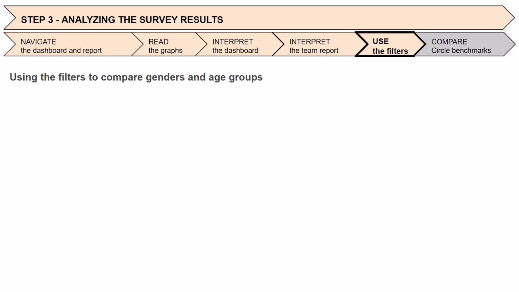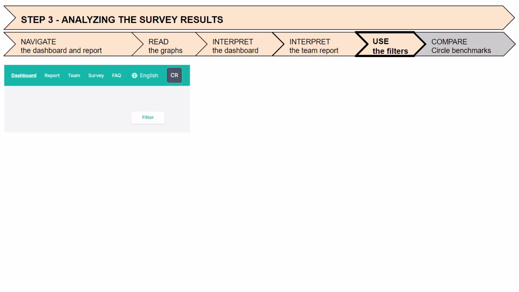So we have 2 filters. One that allows you to compare males with females, and another that allows you to compare between 3 age groups. So let's start with how this gender filter works.